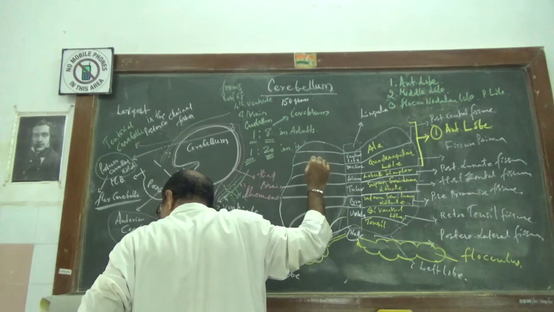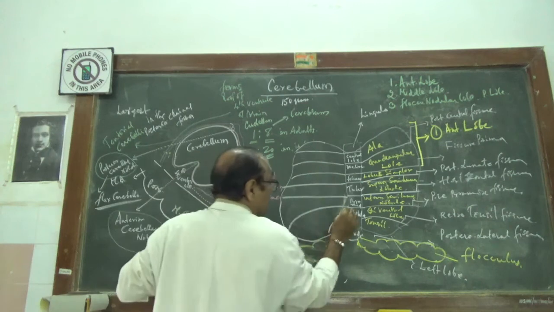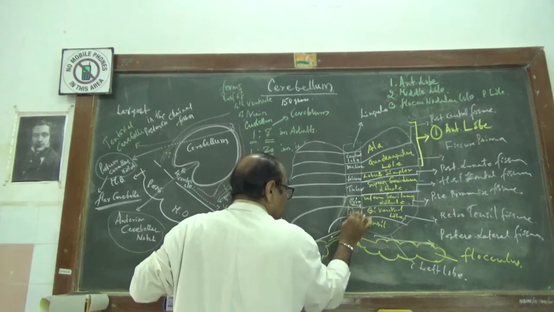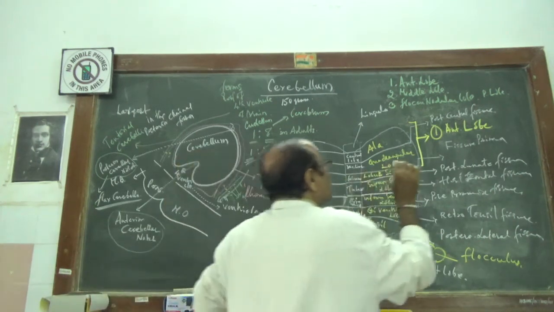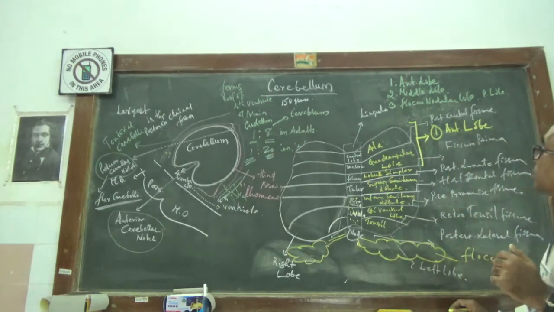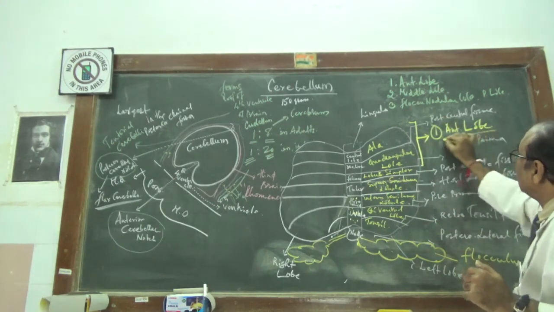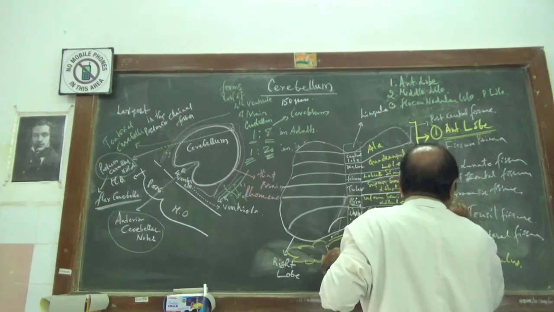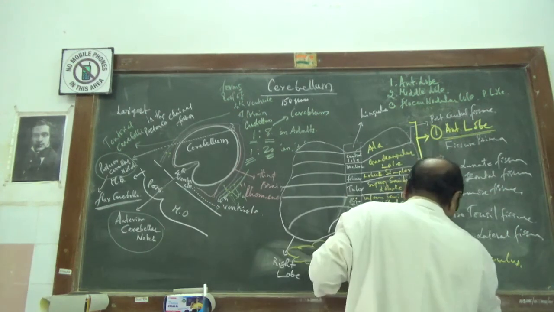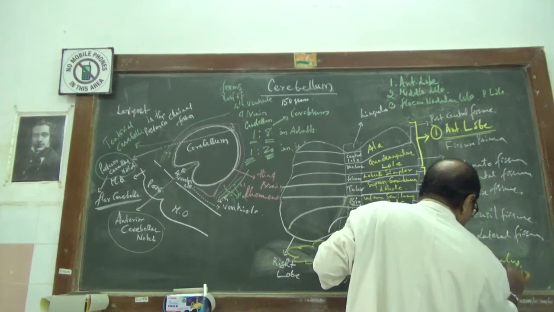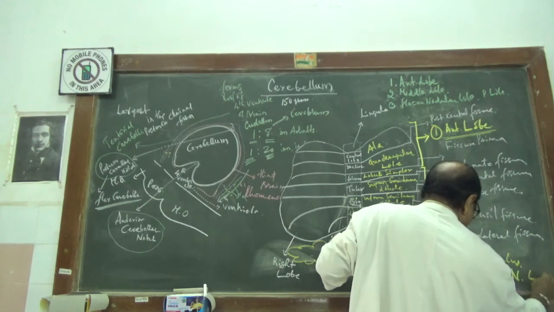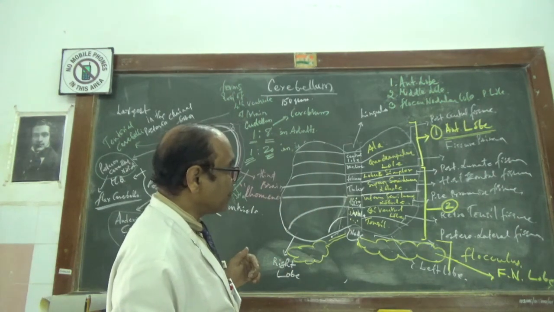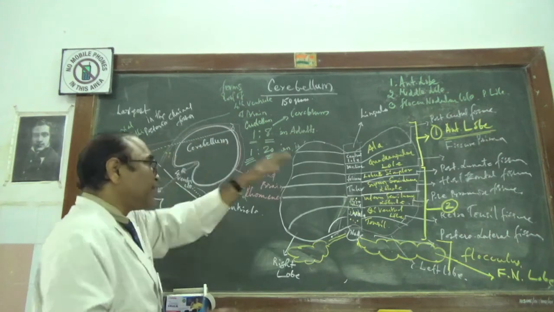Including the pyramid and, so this will be the anterior lobe. Now the middle lobe is this. Then this to this is the flocculonodular lobe, or it is said to be the posterior. These are the things.